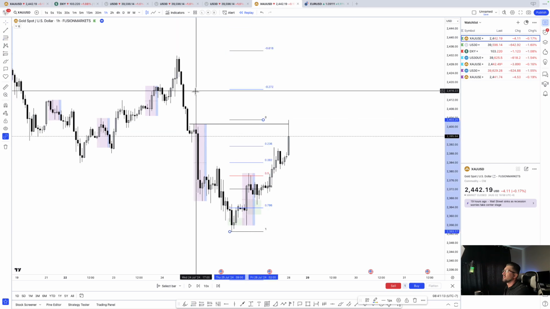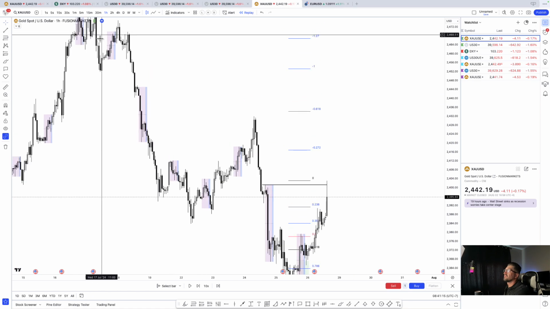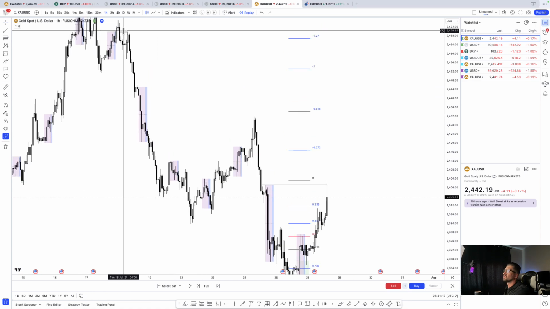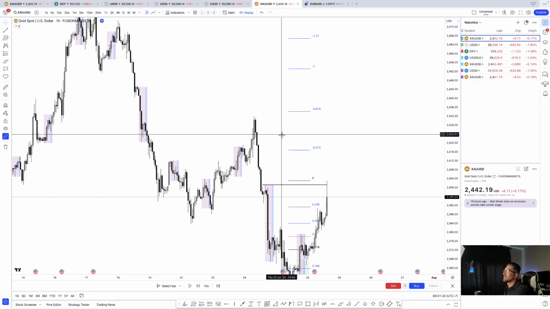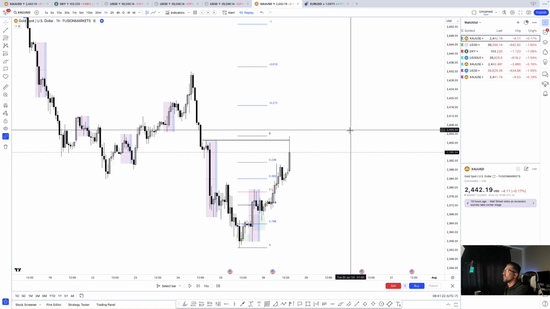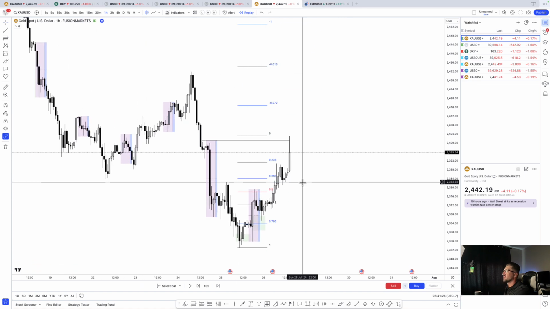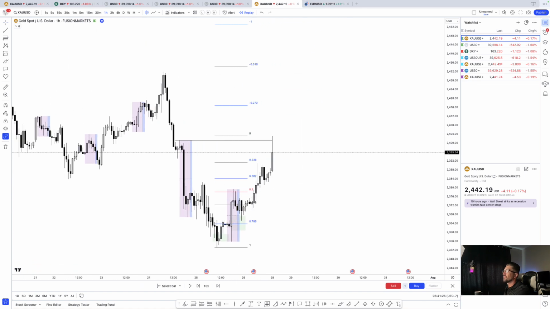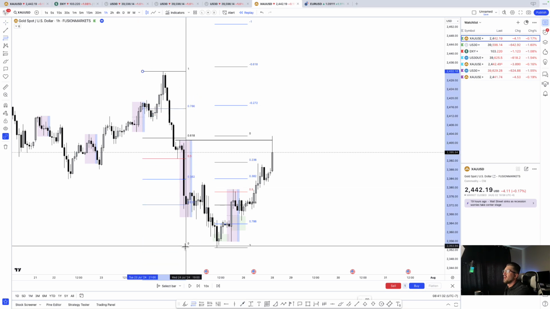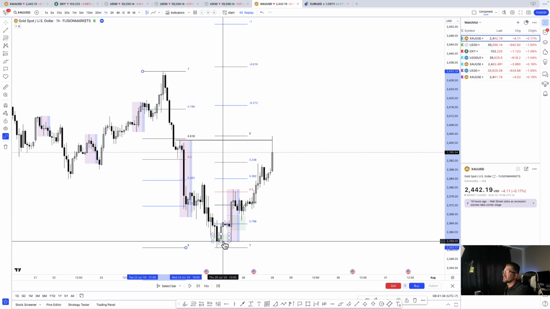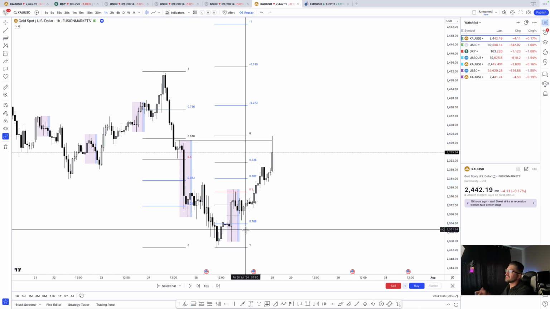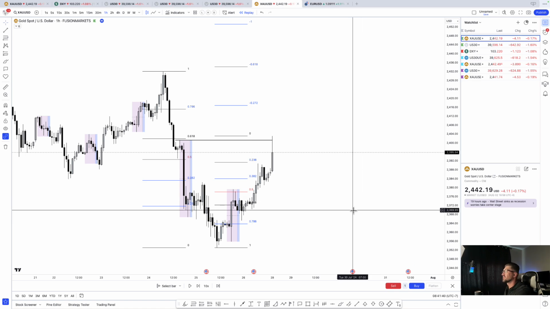So if all these reactions are coming from 50 and 618, 50 and 618, where are we likely to react here? Probably the same zone that the last reaction comes from. So it doesn't matter the direction. I expect the algorithm to be running the same program until it doesn't. And sometimes there will be the program shift where you do not catch the shift.